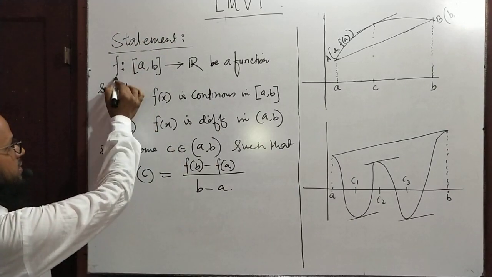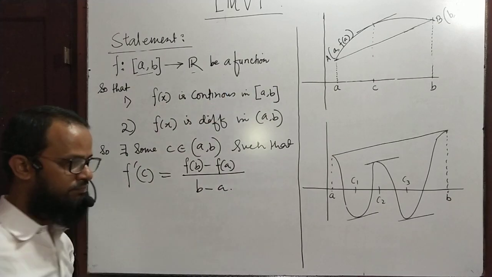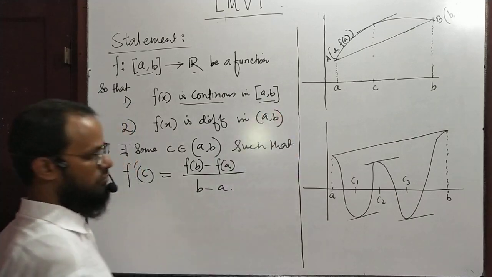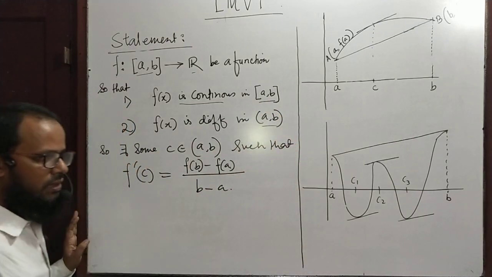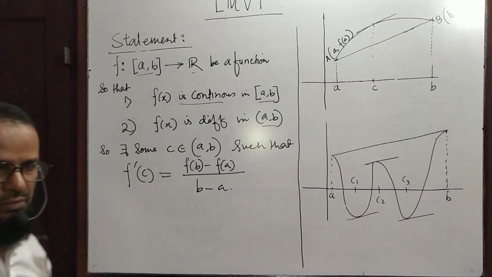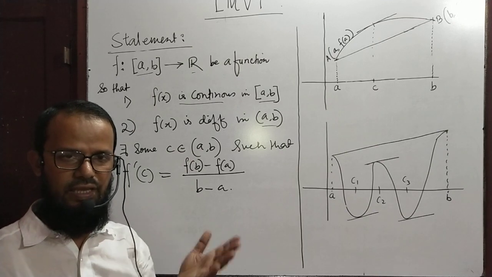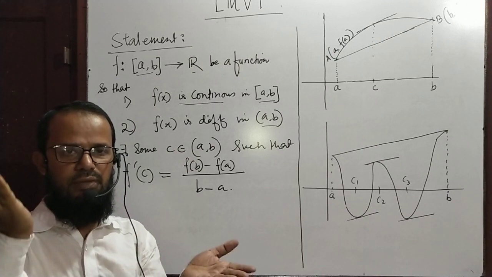First, f is a real valued function defined in a closed interval [a, b], satisfying the conditions that it is continuous in the closed interval [a, b] and differentiable in the open interval (a, b). These are the two conditions. But in Rolle's theorem, there was another condition, that f(a) and f(b) are the same. Here f(a) and f(b) may not be the same.